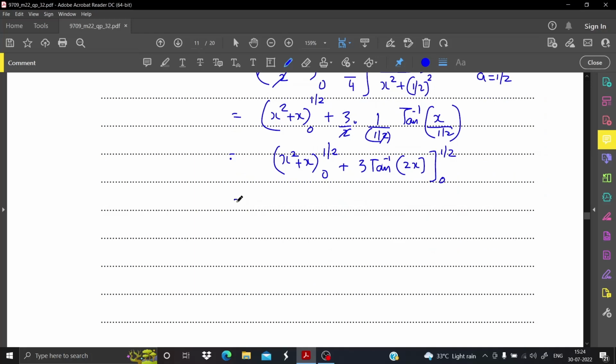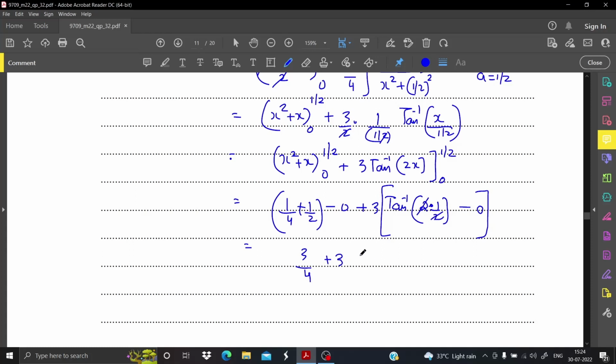Now plug in the limits. So half square is 1 by 4 plus 1 by 2. When you plug in 0, it is 0. And this is 3 tan inverse of half, so 2 into 1 by 2 minus 0, it's 0. So 1 by 2 plus 1 by 4 is 3 by 4, plus 3, 2 to cancel here. So tan inverse of 1 will be equal to 5 by 4. So 3 pi by 4.